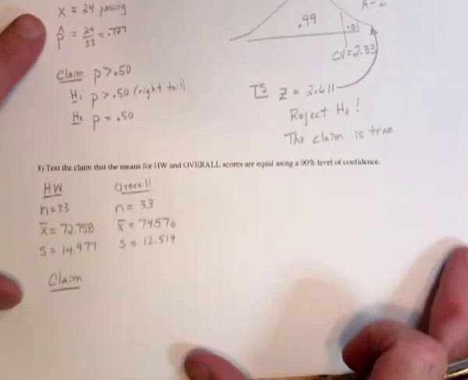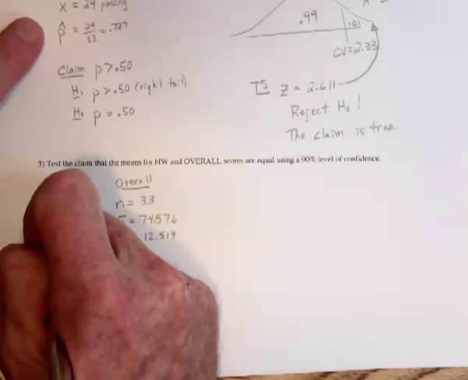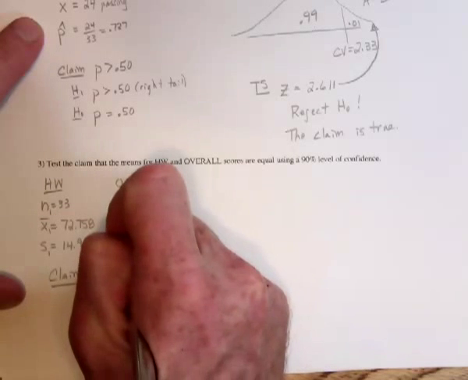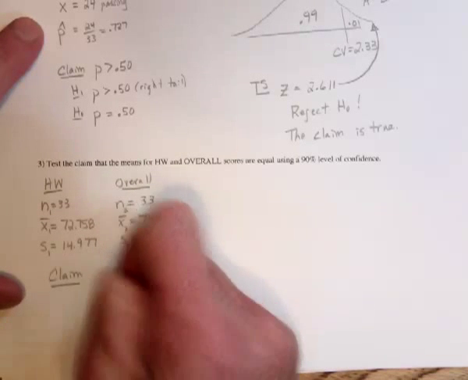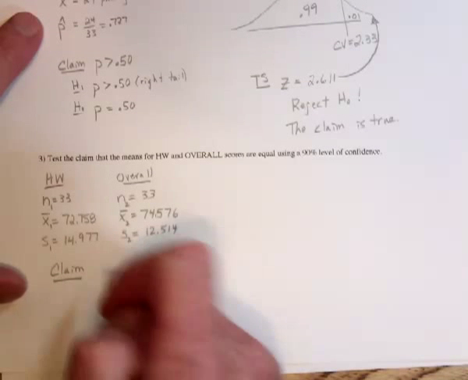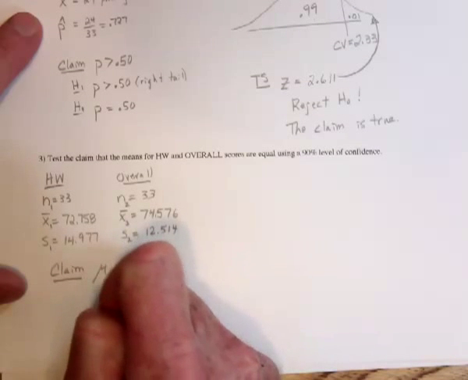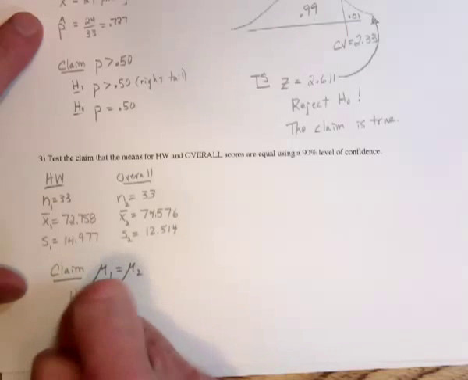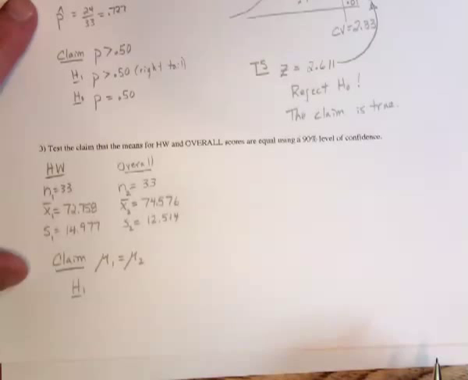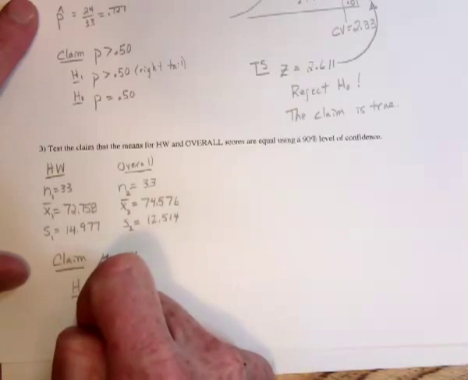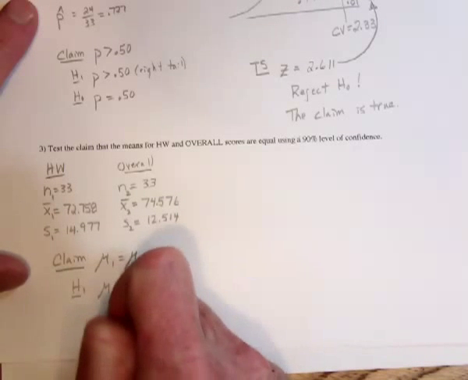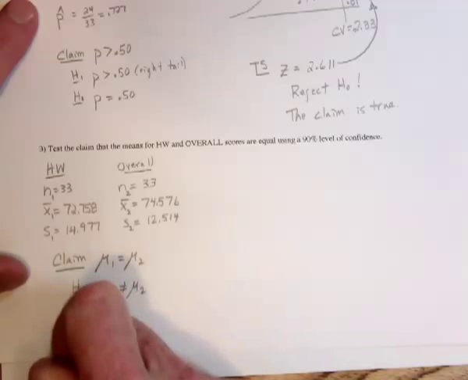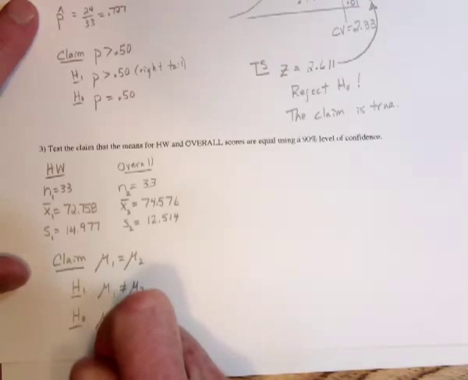So what I can do is just call one of them group number 1 and the other one group number 2. And then the claim is that the mean for group number 1 equals the mean for group number 2. H1, the alternate hypothesis, cannot have equals in it, so that's going to be not equals. And then H sub O always has equals no matter what.